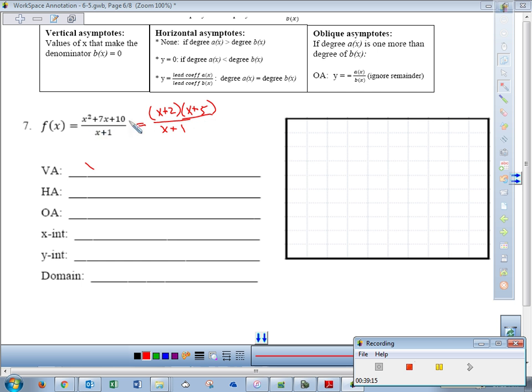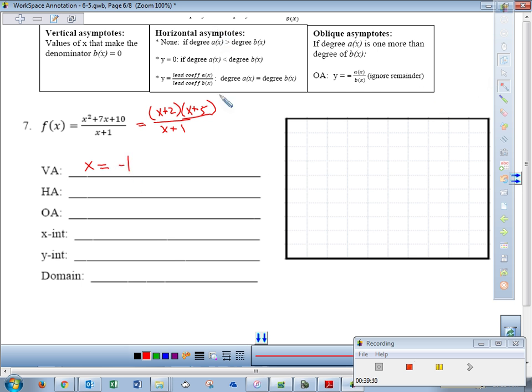Discuss factors. The numerator and the denominator are linear, so no deal. Question for you before I go any further. Will there be holes in this graph? Do you have the same quantity upstairs and downstairs? No holes. So x plus 2 is up, none down. X plus 5 is up, none down. X plus 1 is down, none up. So no holes. Vertical asymptote at x equals 1.